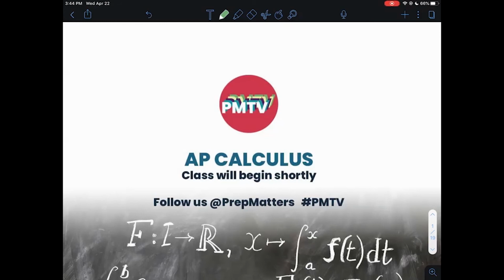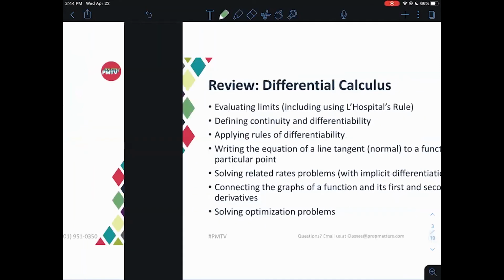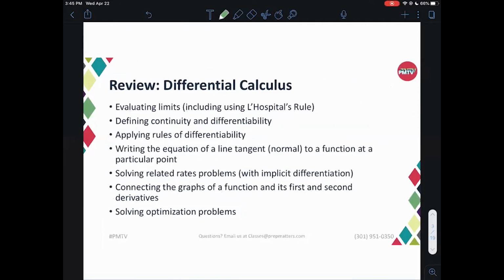So before we actually jump into this AP Calculus Unit 6 information, again, this is the beginning of integration, I do want to slightly review some of the differential calculus pieces. So this is where we're going. But before we do this, let's very quickly look over some of these big ideas of differential calculus that you see on this page. This is what we've already covered in the last 3 sessions.